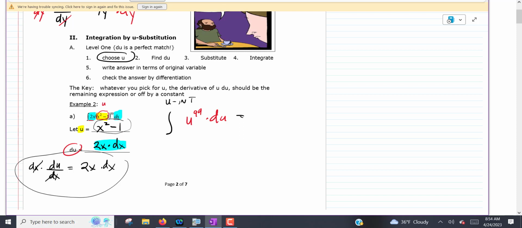u to the 100 over 100 plus c. Okay? That is the power rule that we learned for antiderivatives. So that's u to the 100 over 100 plus c. Okay, that's an antiderivative. But you have one more step.